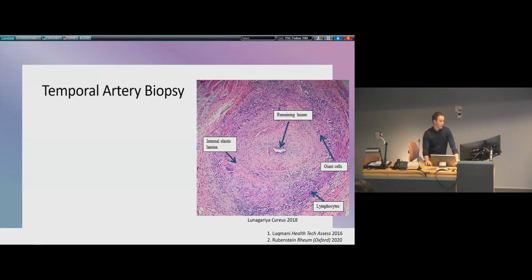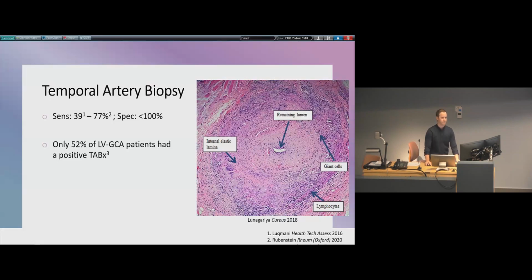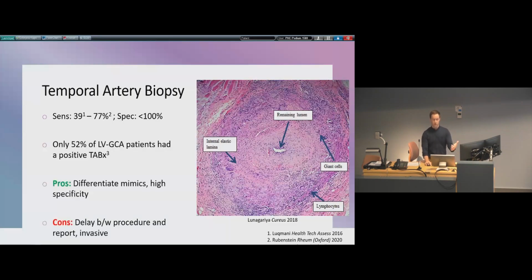Now, what is the utility for biopsy? So the sensitivity is not amazing. So it ranges from about 40 to 75% on studies. Specificity is high. It's not 100%, but certainly it is about as confirmatory a test as we can get. Now, as mentioned, only about 50% of GCA patients with large vessel disease are going to have a positive biopsy. So that's certainly not helping. The pros, it can differentiate mimics, things like encapsulitis, amyloidosis.